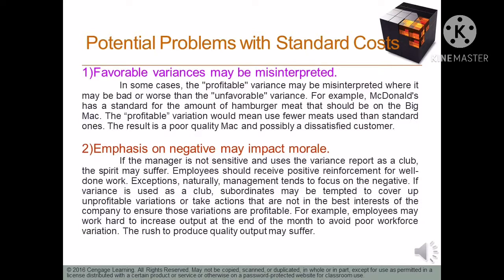Second, if the manager is not sensitive and uses the variance report as a club, the spirit may suffer. The subordinates may be tempted to cover up unfavorable variances or take actions that are not in the best interest of the company to ensure those variances are favorable. For example, employees may work hard to increase output at the end of the month to avoid a poor labor variance. So, in the rush to produce, the quality of output may suffer.